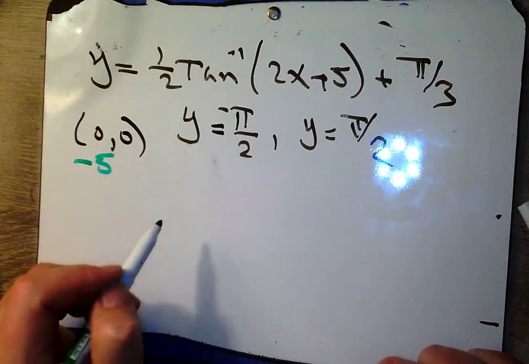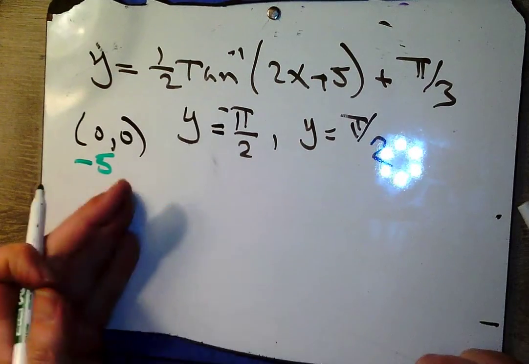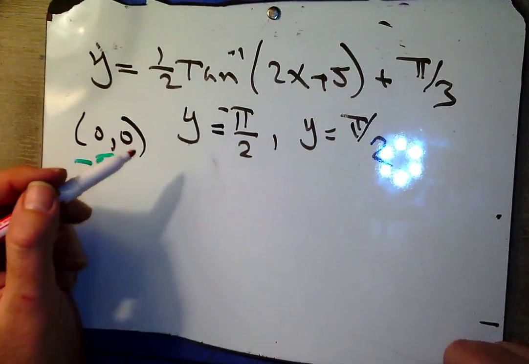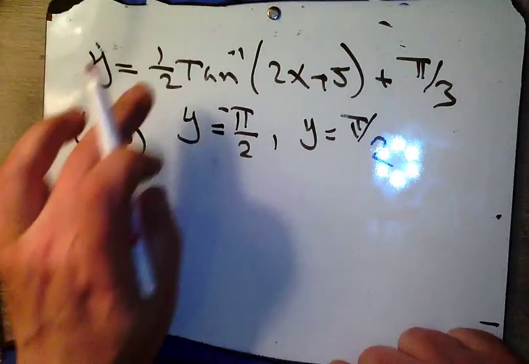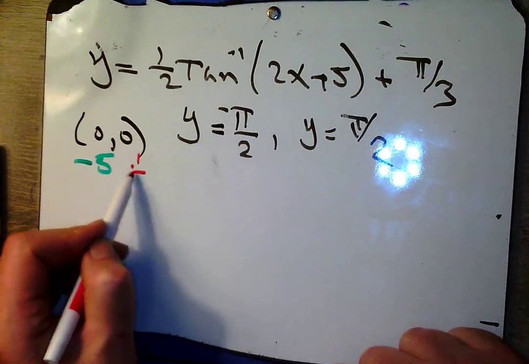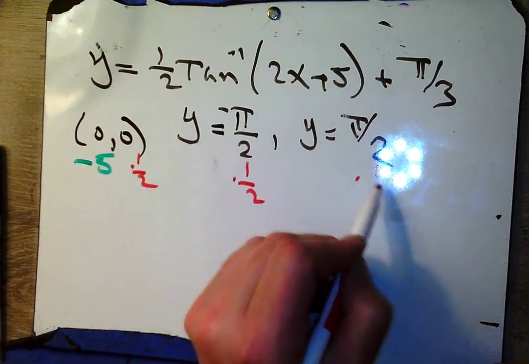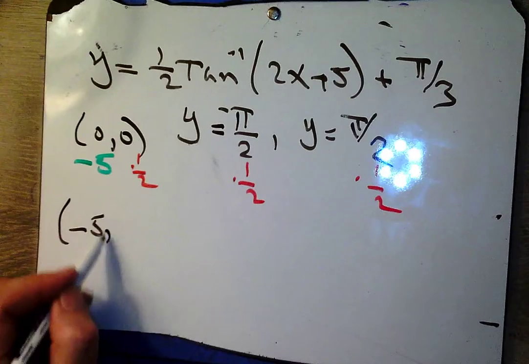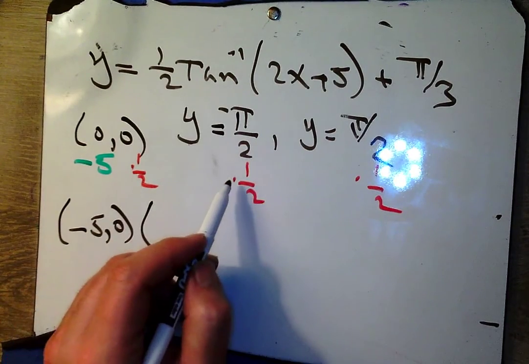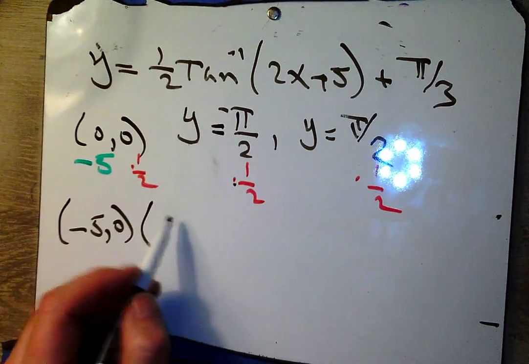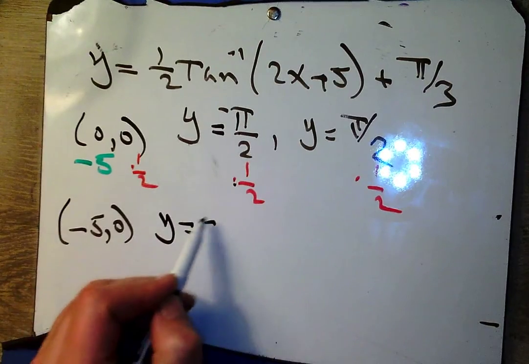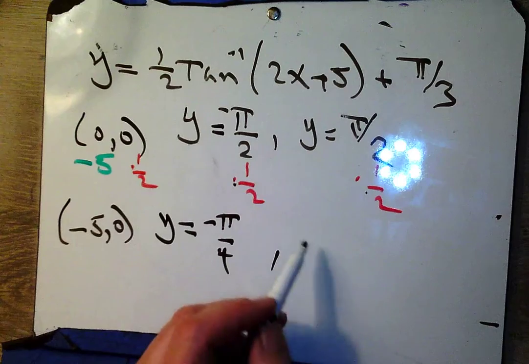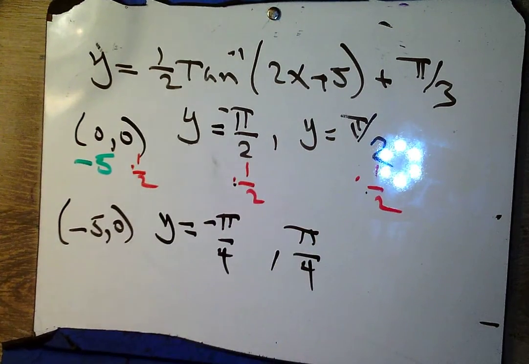So, I see 2x transformations. I do sad math, which means I subtract 5. There's nowhere else to do an x transformation. So now the y transformations. Do I add or multiply? I multiply first. Times 1/2, times 1/2, times 1/2. So now I've got negative 5, 0. 1/2 times negative pi over 4 is going to be y equals negative pi over 4. And here 1/2 times pi over 2 is going to be pi over 4.